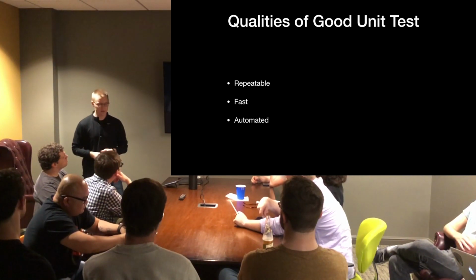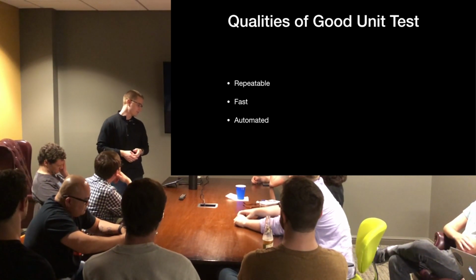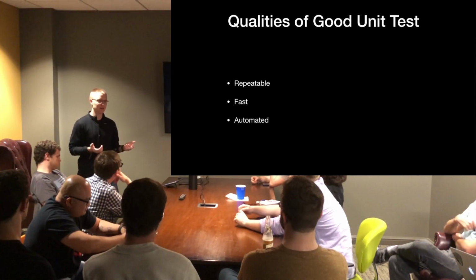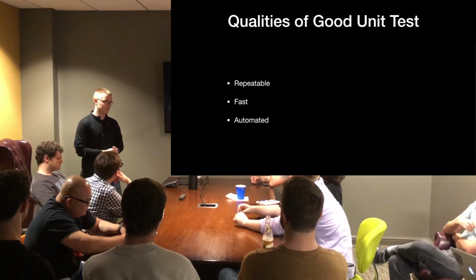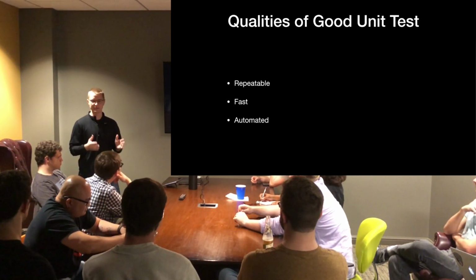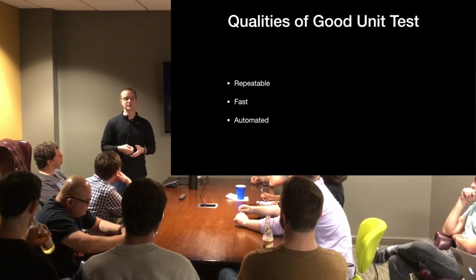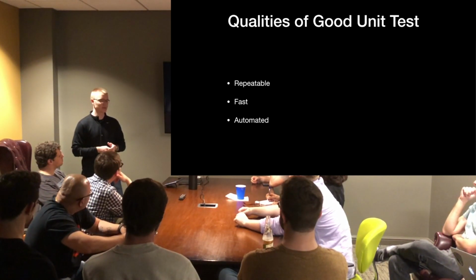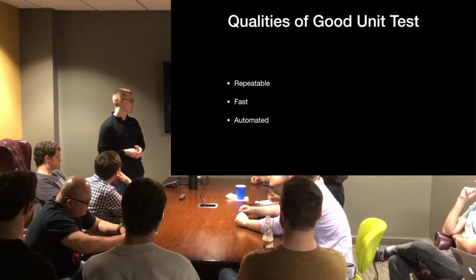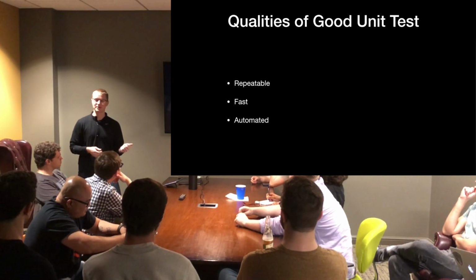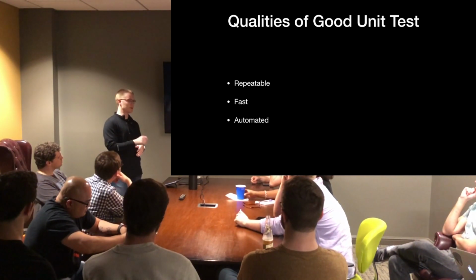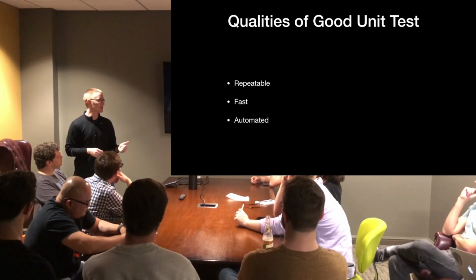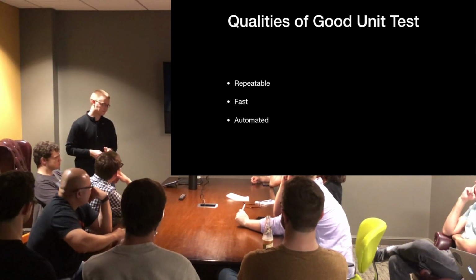So, some qualities of a good unit test. Good unit tests are repeatable, meaning that you can run the test multiple times with the same inputs and you'll always get the same result. They're fast. You shouldn't have to wait all day for your unit tests to run. You shouldn't be waiting on the network or anything like that. They should be able to run almost instantly. And then good unit tests are automated. So you shouldn't have to remember to run your unit tests before you deploy your application. Unit tests, ideally, are run automatically for you after you make a commit.